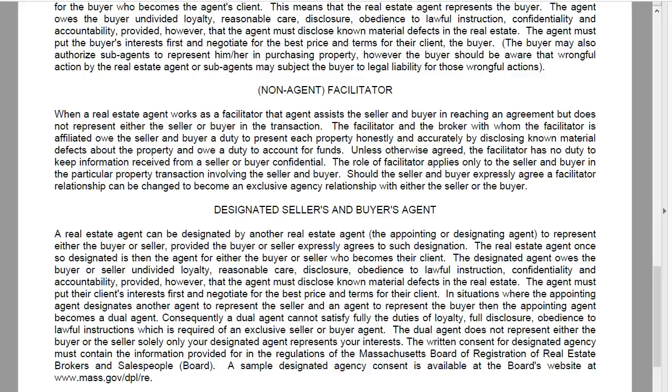Unless otherwise agreed, the facilitator has no duty to keep information received from the seller or buyer confidential. So, hey, that sounds like a good test question right there. Which of the fiduciary responsibilities does a facilitator not have to provide? Confidentiality would be one of them. They don't have to provide confidentiality. All right, so there's a good test question there.